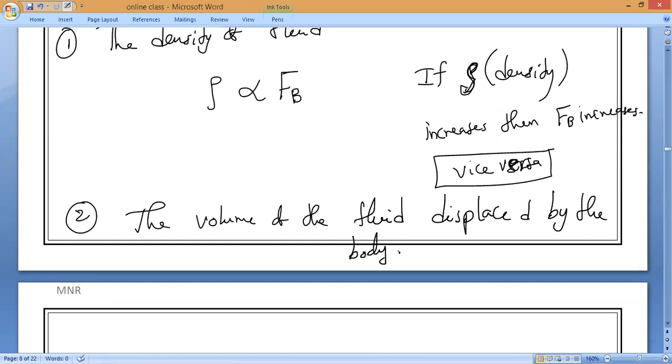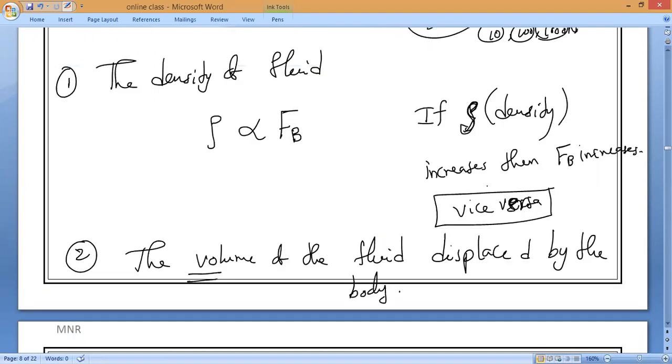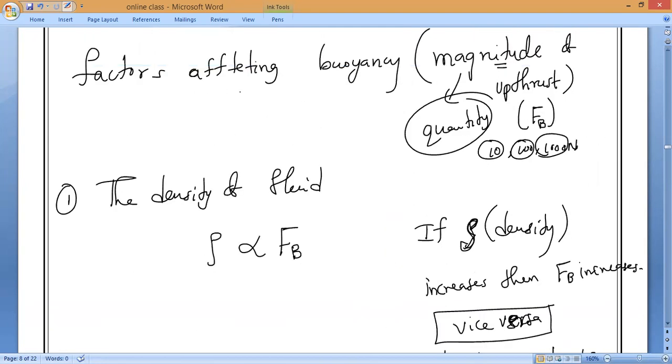By that time I will explain this one. Is it okay, Harry? When we are studying the Archimedes principle, I will explain this second factor. When I am teaching the Archimedes principle, please remind me. I will explain the second point clearly. If I teach it now, you will never understand it without the Archimedes principle. So these are the two factors affecting the magnitude.